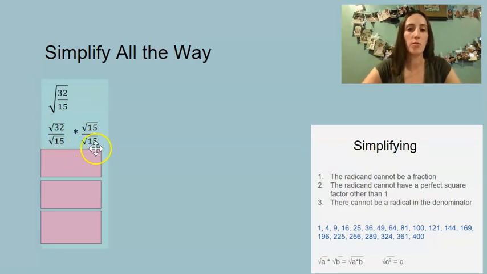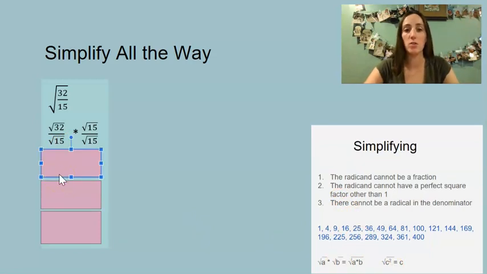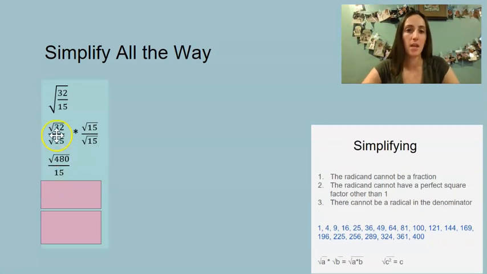I chose square root 15 as my multiplier because when I have on my denominator square root 15 times square root 15, the square roots are going to cancel each other out, and I'm just left with the number 15 on the bottom. On the top, I'm going to take my 32 and times that by 15, and that number gets placed inside 1 radical symbol. So now I have square root 480 over 15. Notice the square root symbol is gone on the bottom.